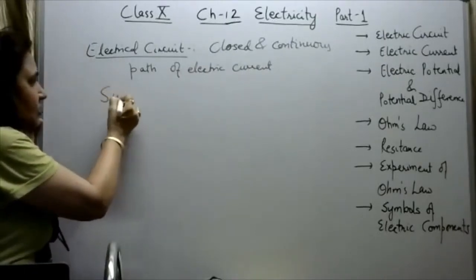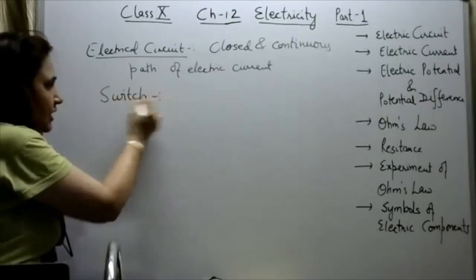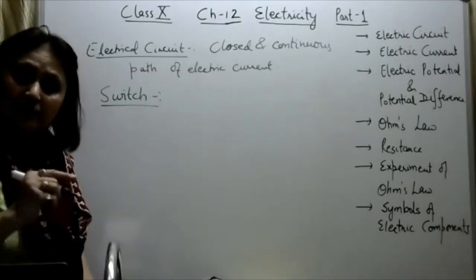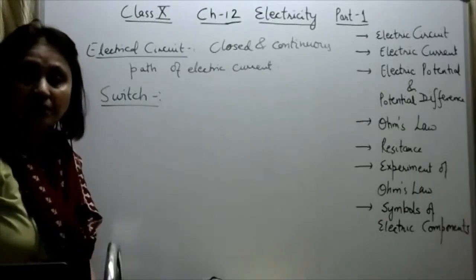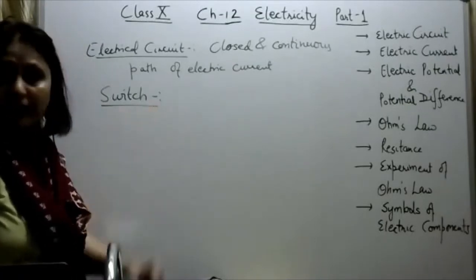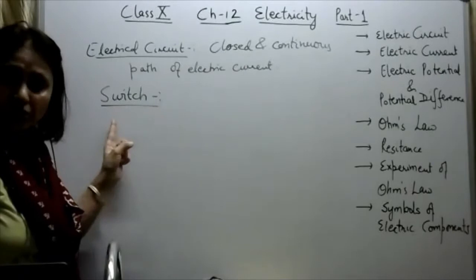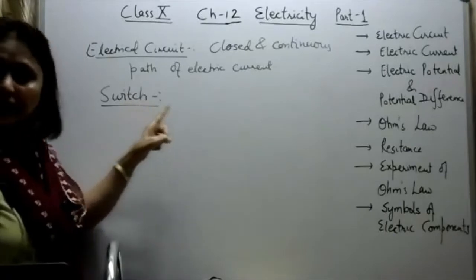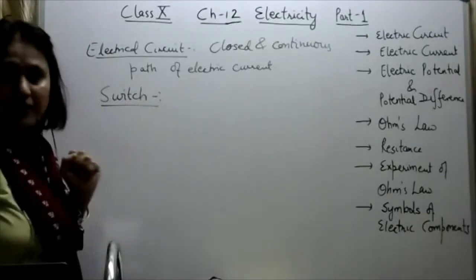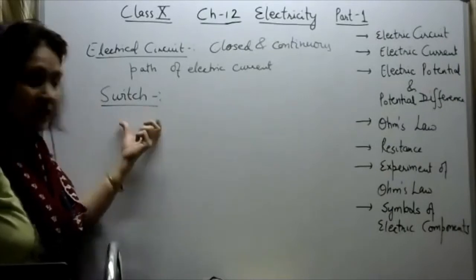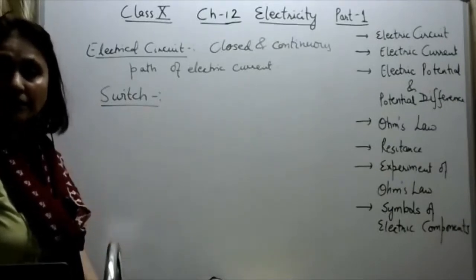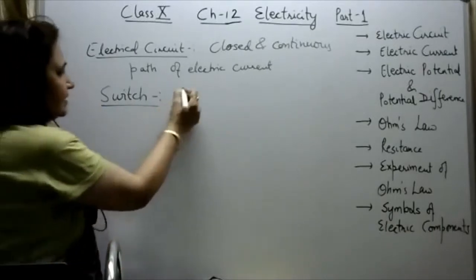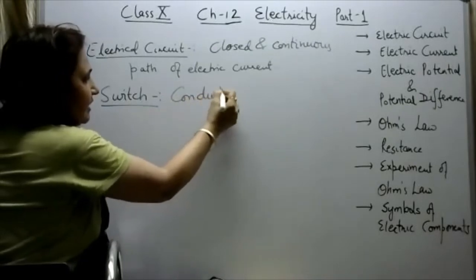Let's discuss the switch, or a key. It is the conducting link between the electric cell and the bulb. If you have to put on the bulb, you put the switch on. So the switch or key is the link. It is the conducting link between the electric cell, that is, the source of electric current from where the electric current is flowing, and the electric bulb or any of the electrical components.